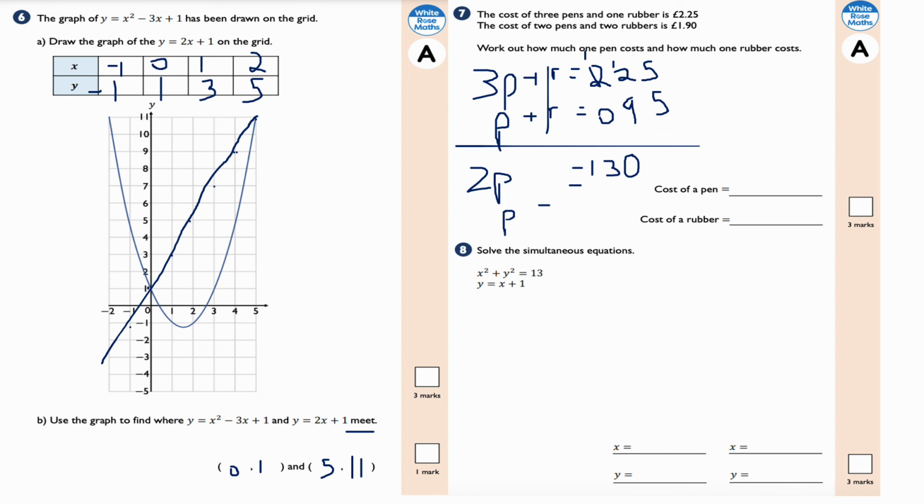P is going to equal 65 pence, or 0.65 of a pound, either way you want to write it. So 65 pence. And the cost of a rubber, looking at the second equation, 65 plus R equals 95. So 65 plus 30 equals 95. Again, examiners will accept 0.3 of a pound and 0.65 of a pound as well. So they will also accept this as well, okay?